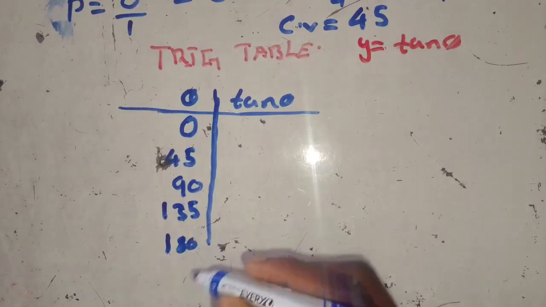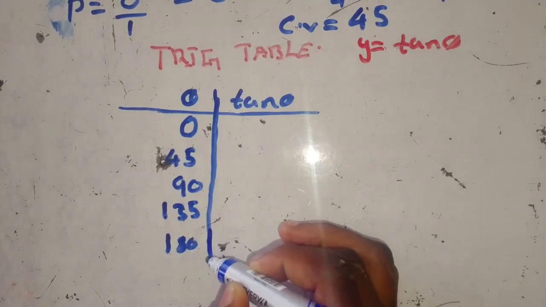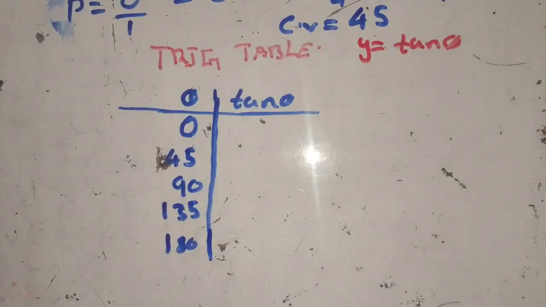So 135 plus 45 will give you 180. So we cannot proceed from here because the period for tangent is less than or equal to 180. This means that the graph cannot exceed 180. It will always be less than or equal to 180.